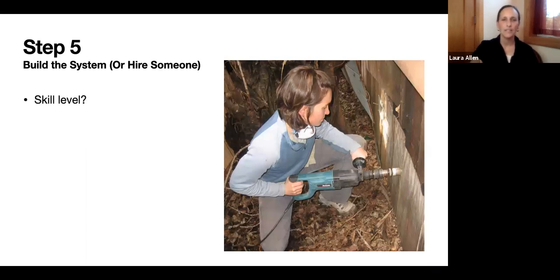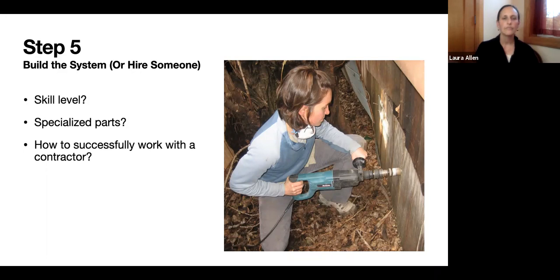So those are the regulations, and now you're ready to build your system. This is the fun part. So you want to assess your skill level and the skills required depending on what kind of system you are choosing, and you want to make a good match. Think about specialized parts. Some of these systems are mostly parts you can find in an irrigation store or a hardware store, but there are some parts, like those diverter valves, that you might need to order. So make sure you get them in time to build your system. And then make sure that if you're going to hire somebody, you are prepared to work successfully with a contractor.